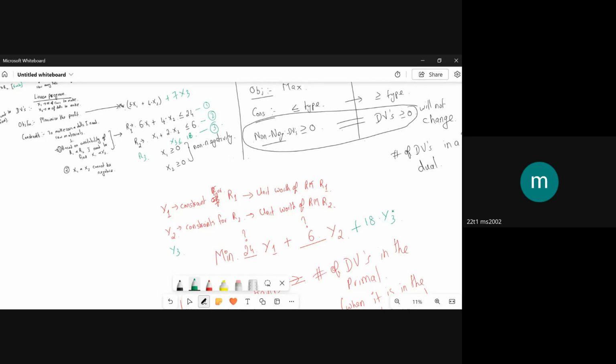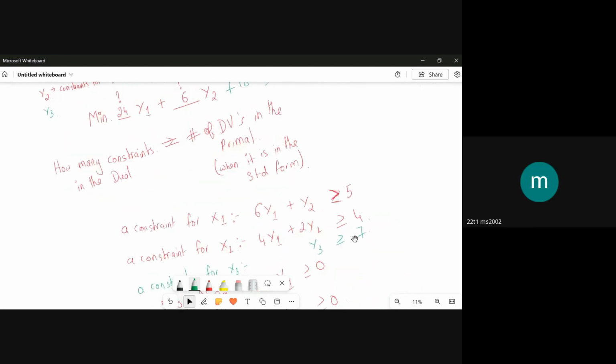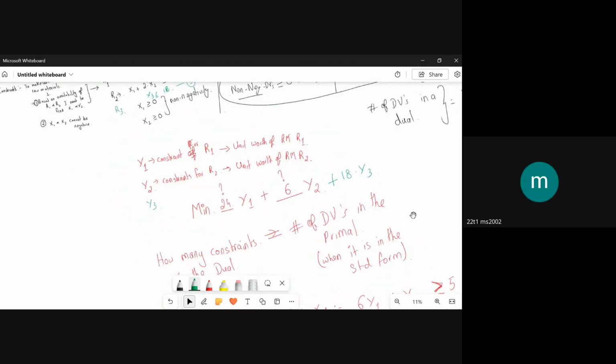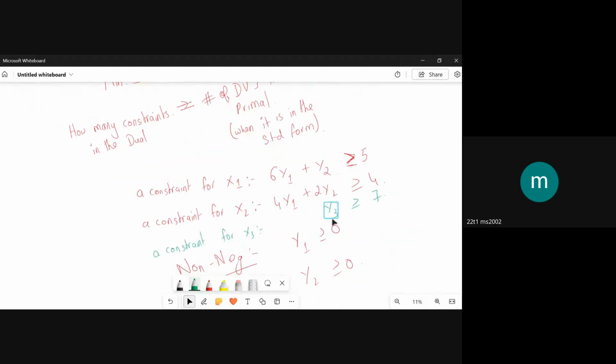Making sense? Yes, okay. Is it y3 greater than or equal to 7? Yeah, it should be y3 greater than or equal to 7. Correct, no? I thought the y3 is a cost, right? Look, in minimization y3 is 18. Here, when it comes to the constraint, it is telling that this worth must be greater than or equal to the at least profit that it can generate, 7. So y3 must be greater than or equal to 7. Right? So that is the thing.